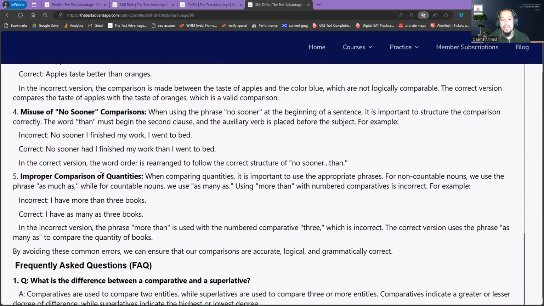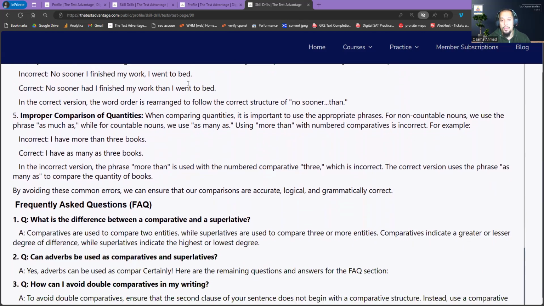Incorrect comparison quantities. Again, when comparing quantities, it's important to use appropriate phrases. For non-countable nouns, meaning nouns I can't count, like for example air, rice, water, we use the phrase "as much as". While for countable nouns, the ones I can count, we use "as many as".